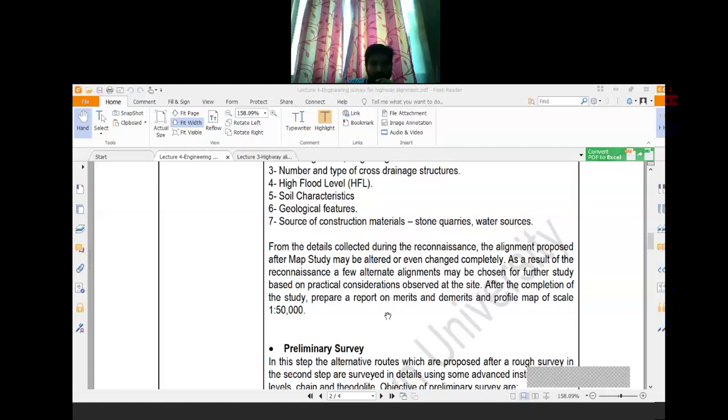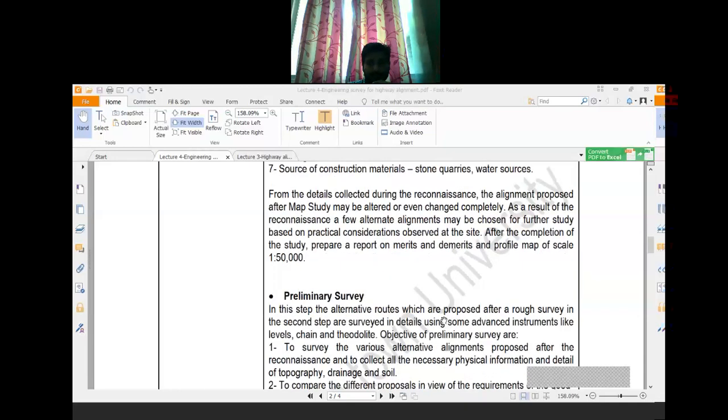Now, another thing is, after the completion of the study, you have to prepare a report on the merits and demerits and the profile characteristics of each of the roads on a scale of 1 to 50,000. So you have to prepare a report. Basically, that will be one map. In that map, you have to discuss the merits and demerits of the different alternative routes.